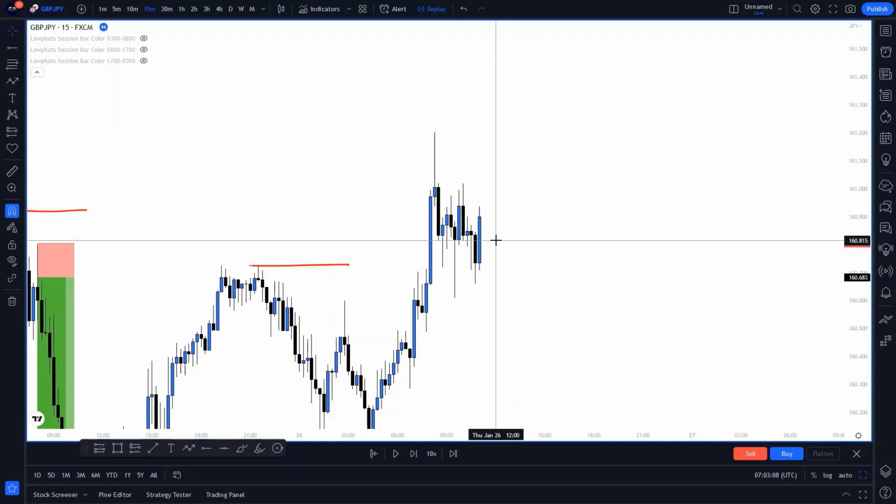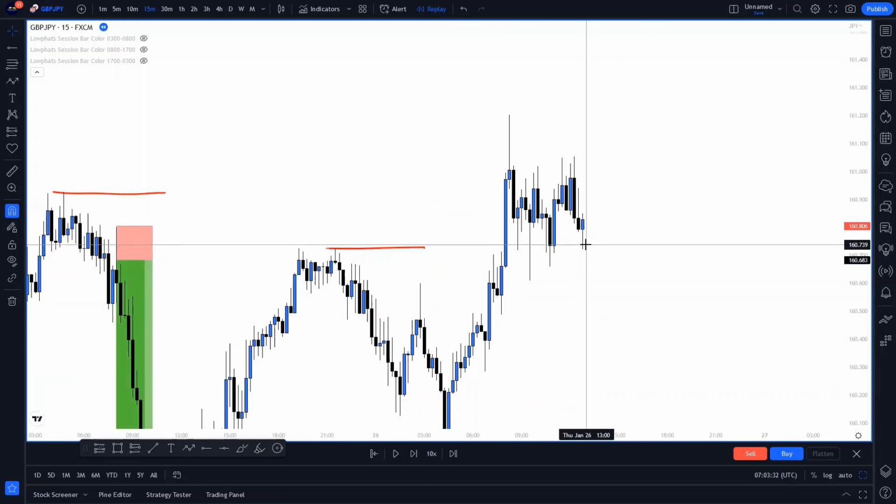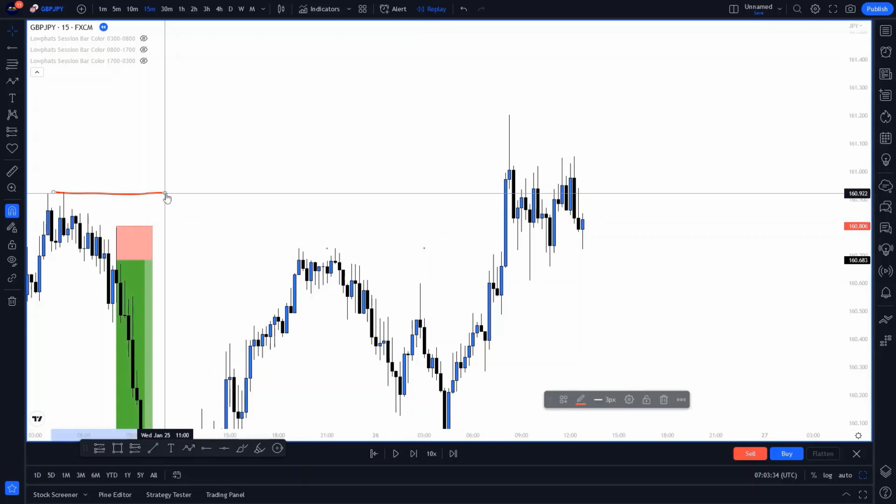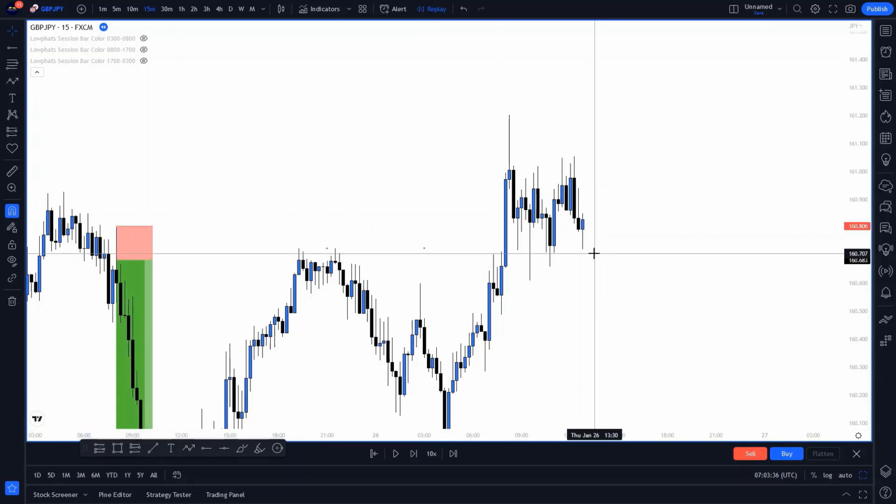Going into US session, we now knew our bias 100% definitely. This is now just before the start of US. I can remove these now. This is just before the start of the US. So in US, we're again looking for a further push to the upside.